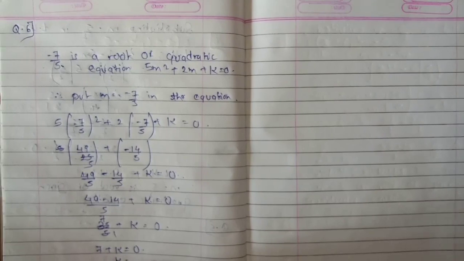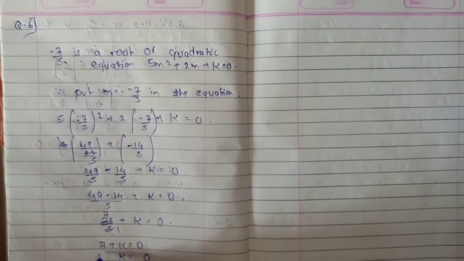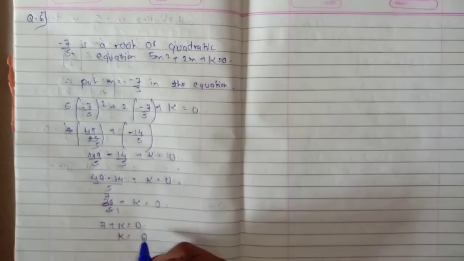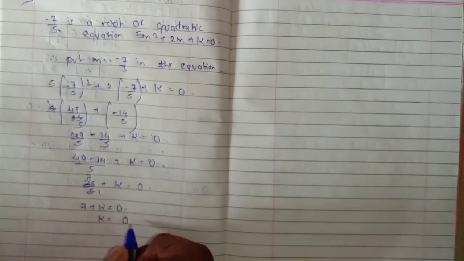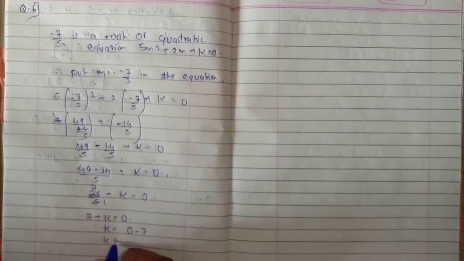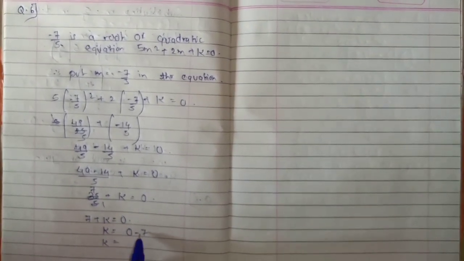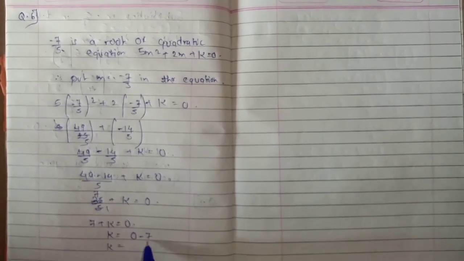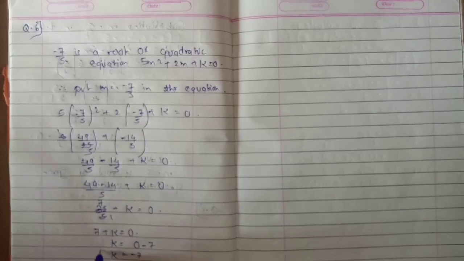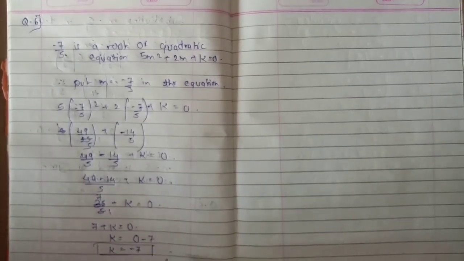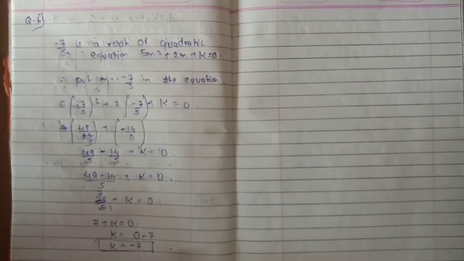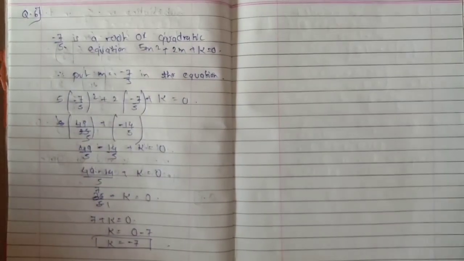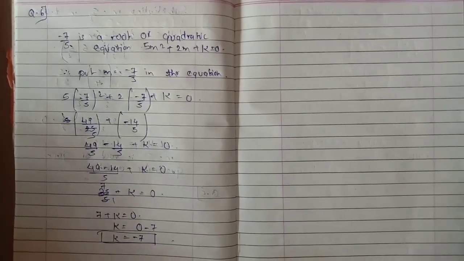So k is equal to 0, and this plus 7, when it goes to that side, becomes minus 7. So k is equal to 0 minus 7, and the bigger number has the minus sign, that is minus 7. So we found the k value as minus 7. Like this we found question number 6. Now we'll solve question number 5.